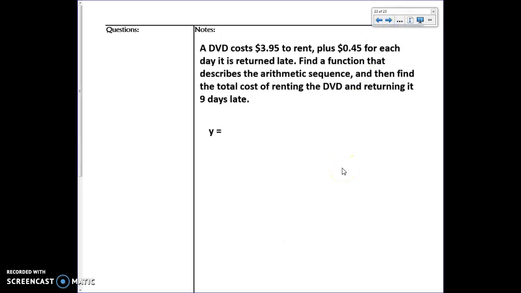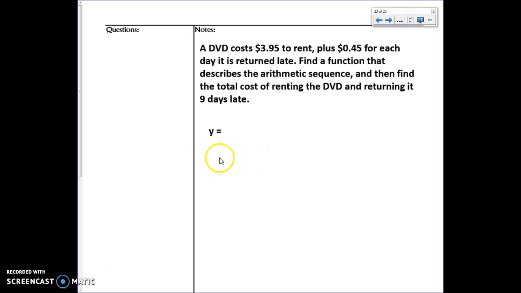Okay, now let's check this one out. A DVD costs $3.95 to rent plus 45 cents for each day it is returned late. Find a function that describes the arithmetic sequence and then find the total cost of renting the DVD and returning it 9 days late. All right, so a couple of things we could do here.